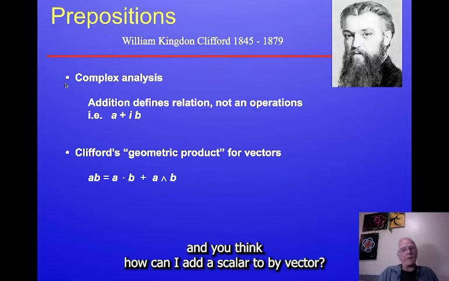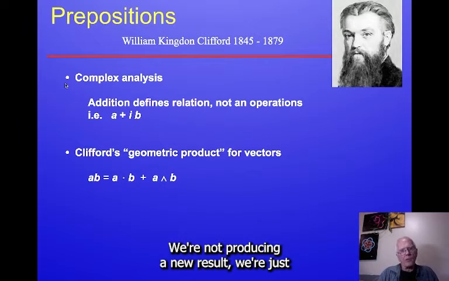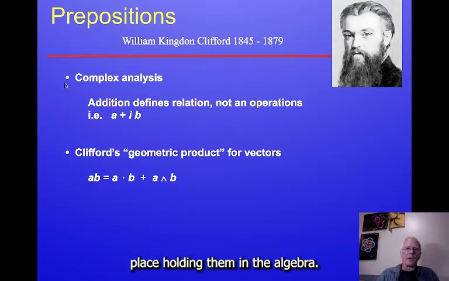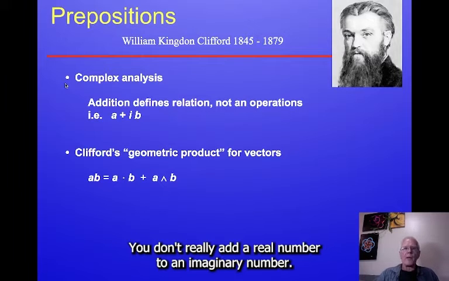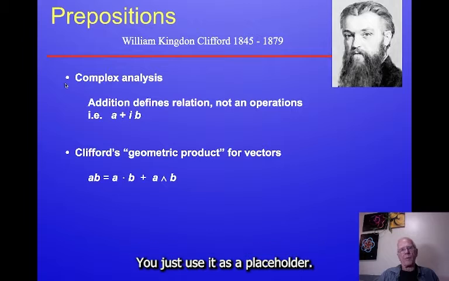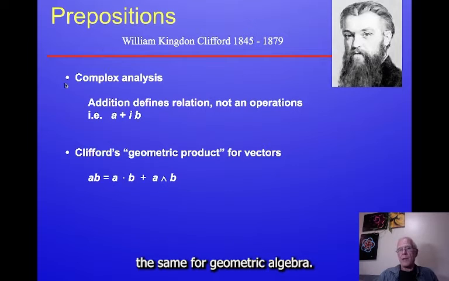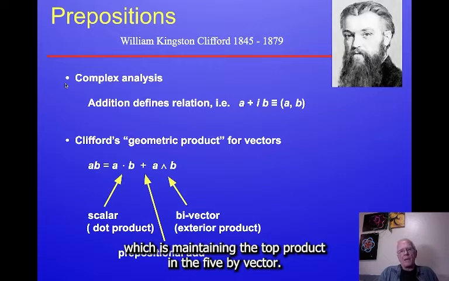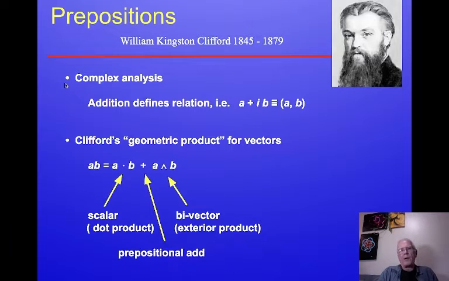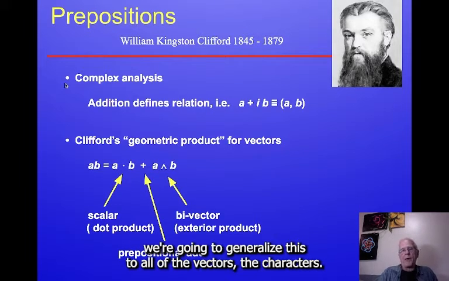And you think, how can I add a scalar to a bivector? Well, it isn't really a verb. We're not producing a new result. We're just placeholding them in the algebra. You've seen this, by the way, in complex analysis. You don't really add a real number to an imaginary number. You just use it as a placeholder. As long as it's consistent in the algebra, it works. The same for geometric algebra. So once again, we have this addition, which is maintaining the dot product and the bivector when we multiply two vectors together, A and B. We're going to generalize this to all of the vectors, the k vectors.